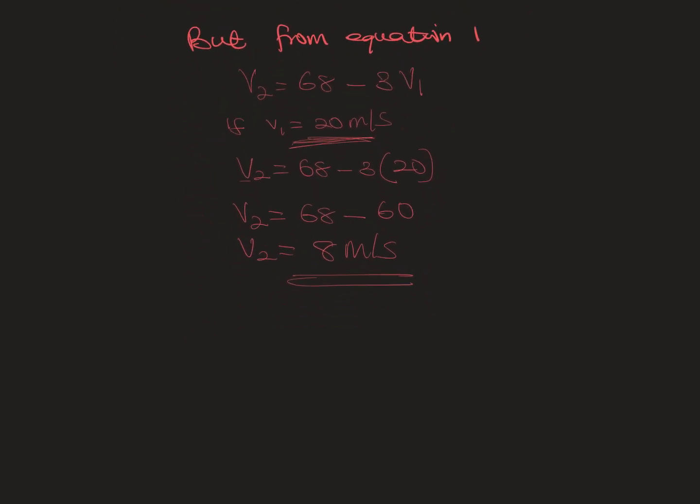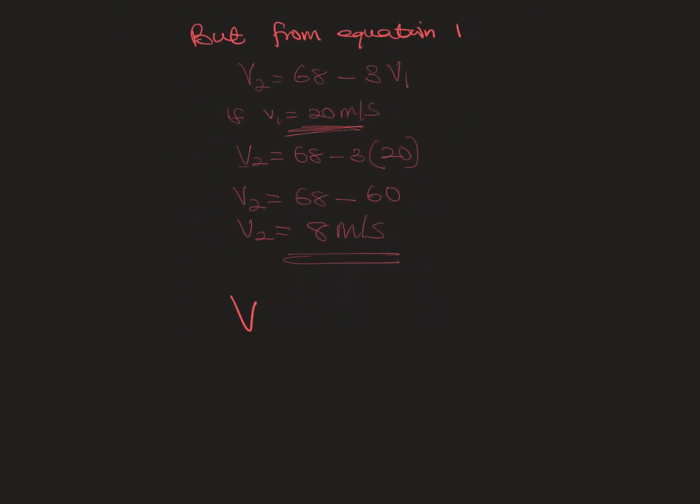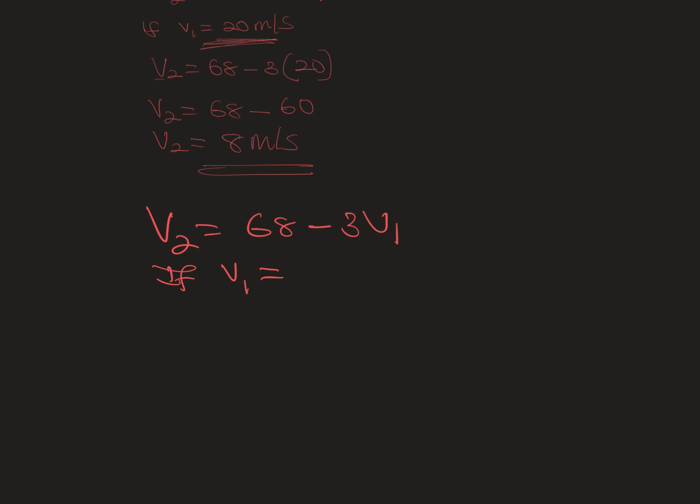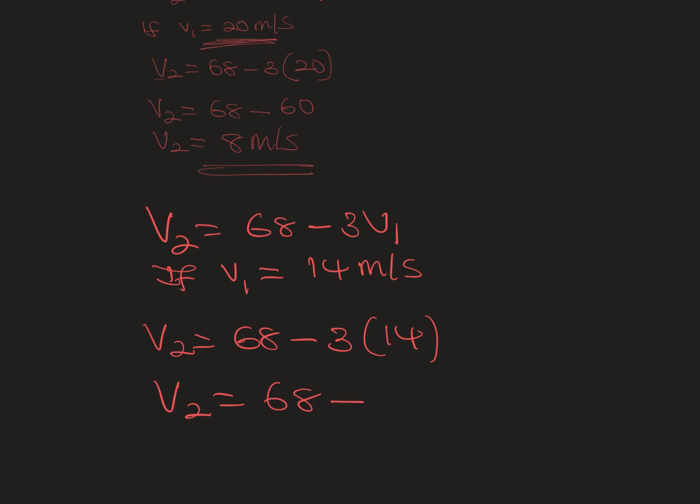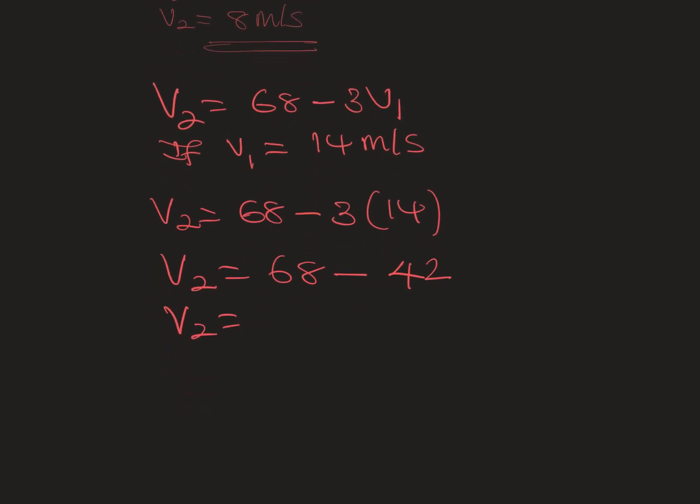All right. So again, using V2 is equal to 68 minus 3 V1, if V1 is 14 meters per second, then we'll have V2 is equal to 68 minus 3 into 14. V2 is equal to 68 minus 3 times 14 is 42. So V2 will be 68 minus 42, that is 26 meters per second.